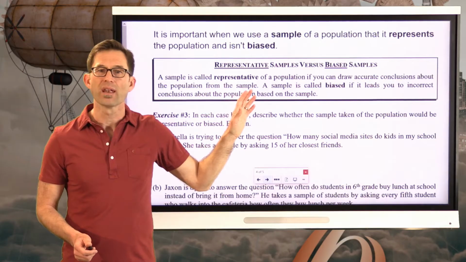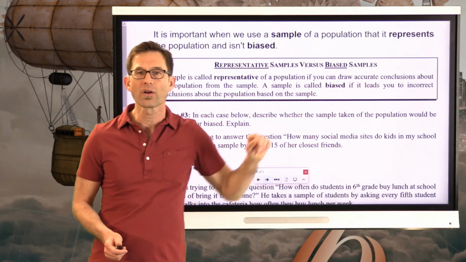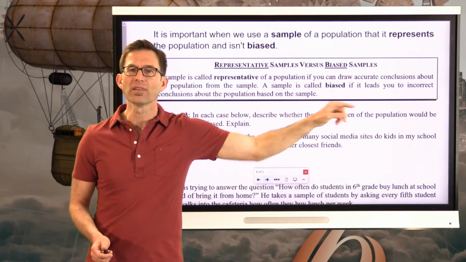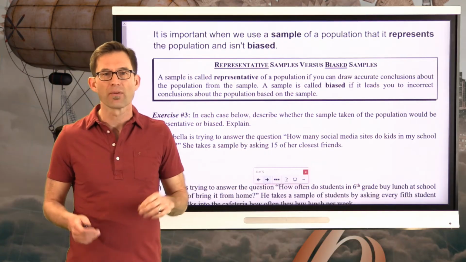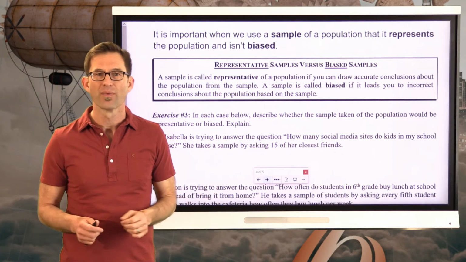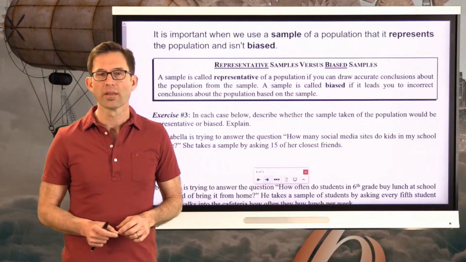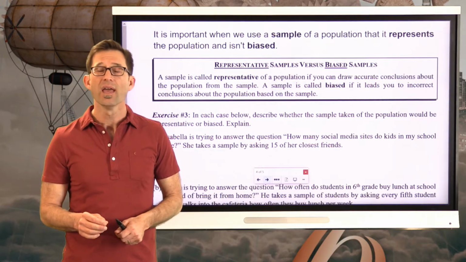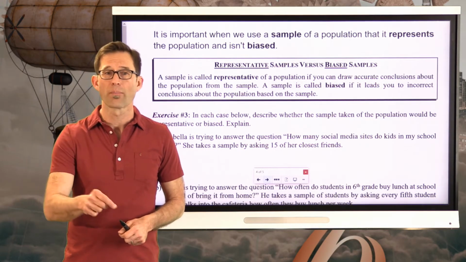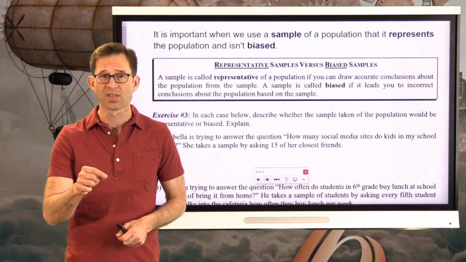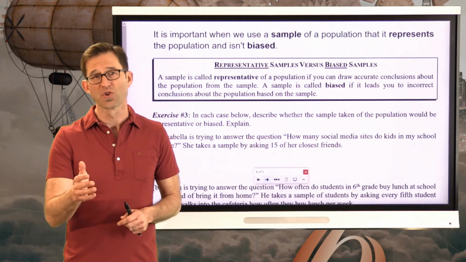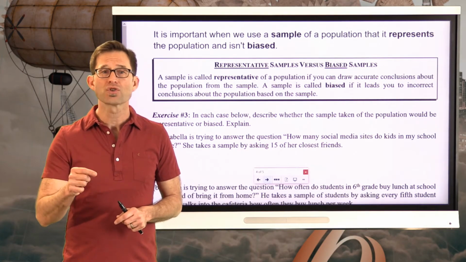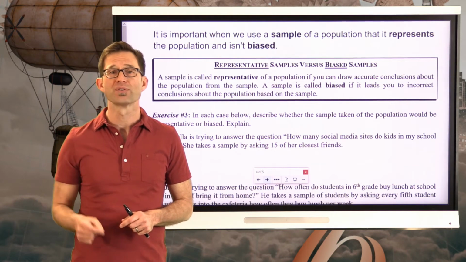A sample is called representative of a population if you can draw accurate conclusions about the population from the sample. A sample is called biased if it leads you to incorrect conclusions about the population based on the sample. All right? That's amazingly, amazingly important. A lot of times when people come up with incorrect conclusions based on statistics, it's because their sample wasn't representative of the population as a whole. And statisticians, those are just professional people that do statistics, work hard to make sure that their samples truly represent the populations.